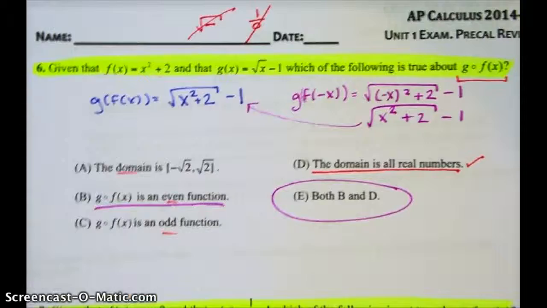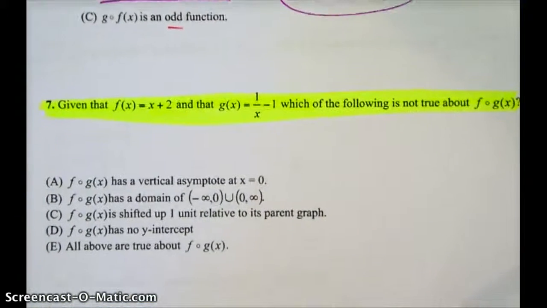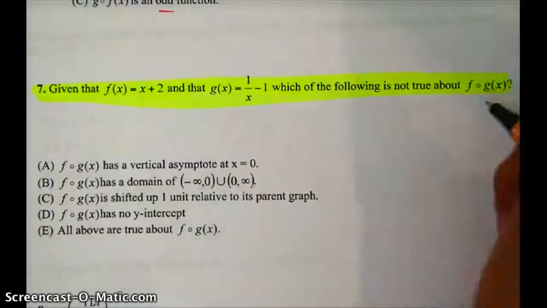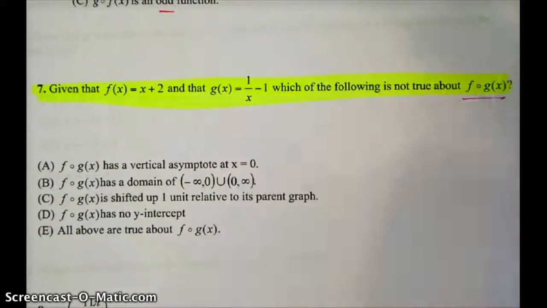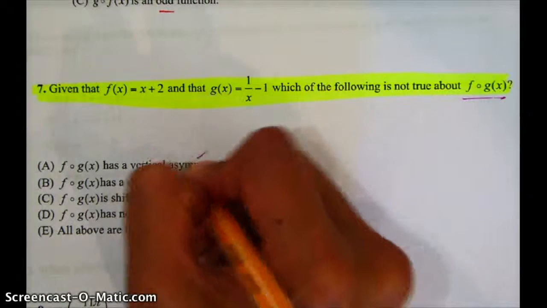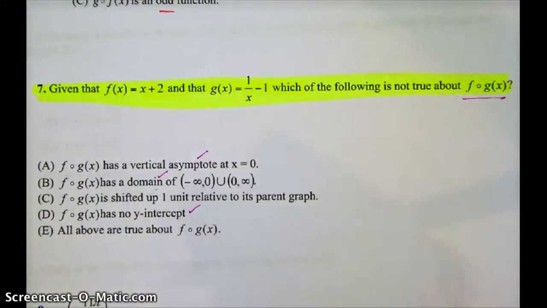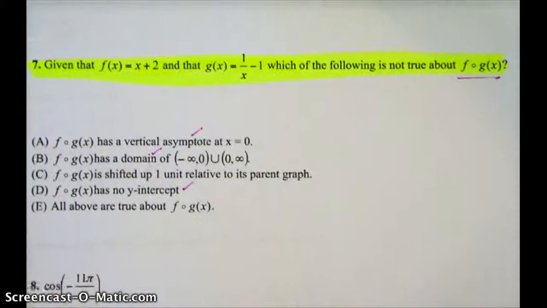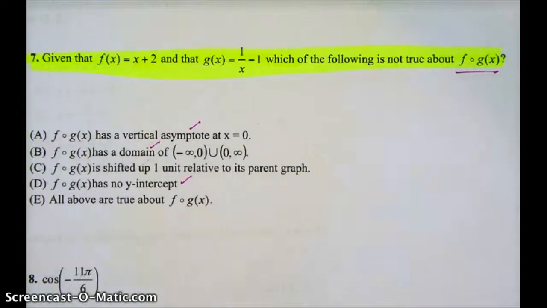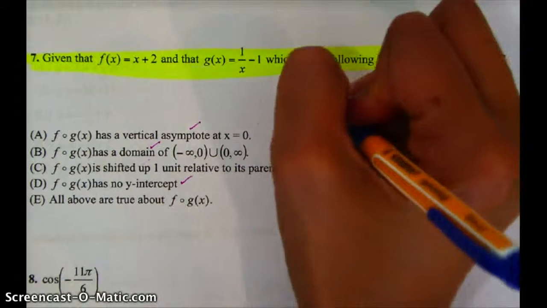Let's do number 7, and then I'm going to give you some examples for yourself. Same thing here. We are both composing and then talking about asymptotes and domain and shifts and intercepts. The trap you might fall into is stressing about not knowing what the function is, and the solution to that trap is focus on what you do know. I know what the composition is. This is easy. Everybody got it right.